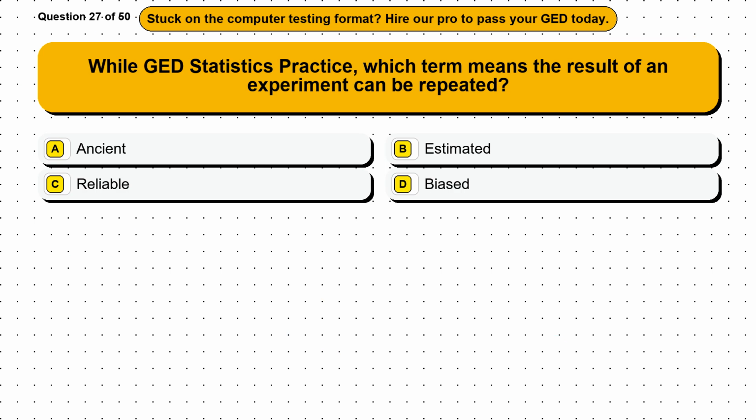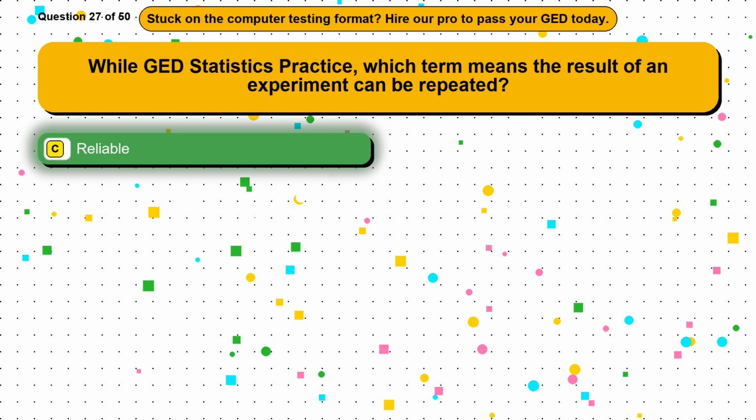Question 27. While GED statistics practice, which term means the result of an experiment can be repeated? Option A ancient. Option B estimated. Option C reliable. Option D biased. The correct answer is option C.